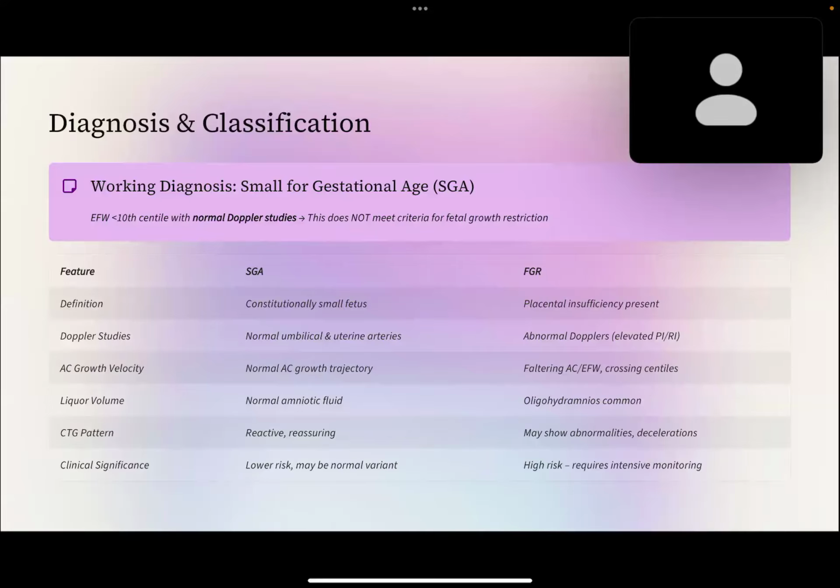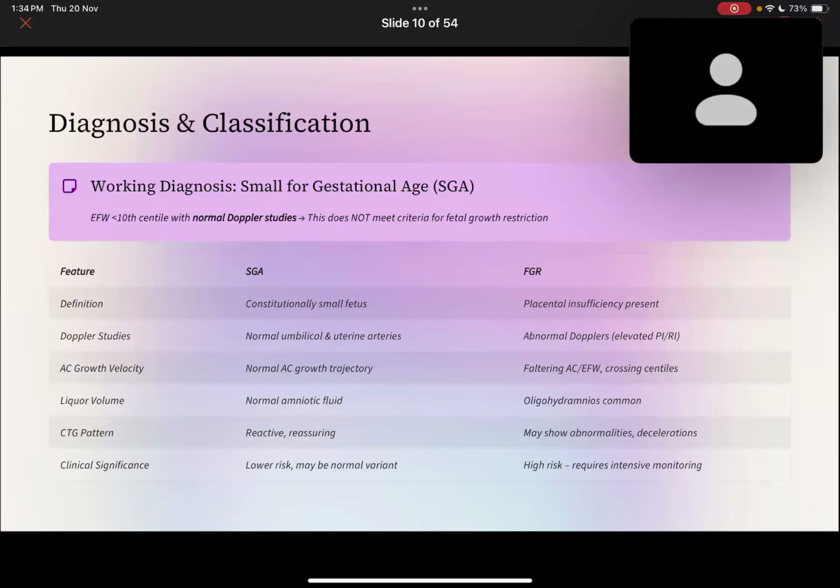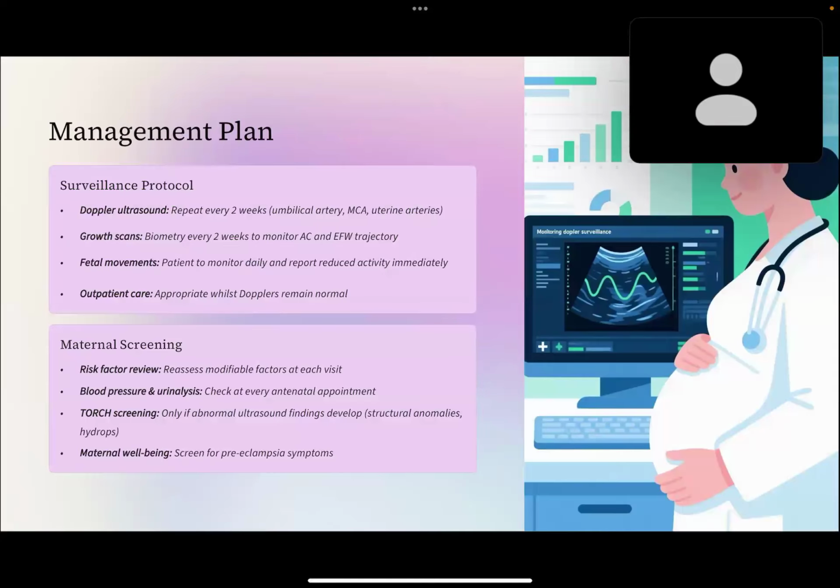Then they can ask you in the management if you had time. They love to ask how it is not fetal growth restriction. So please read this comparison. They have the problem with their placenta, with their Doppler, and the liquor volume is usually low and the CTG is usually abnormal. Here the CTG is beautiful, so you take them to term.